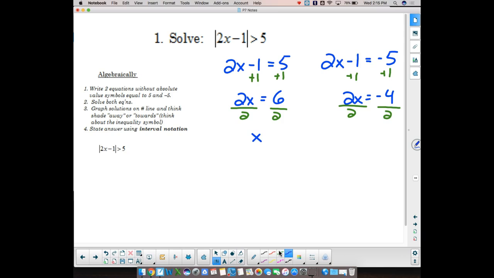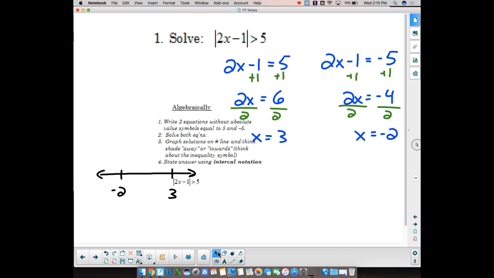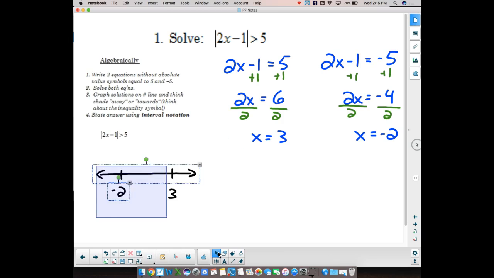And that's going to put my key points at 3 and at negative 2. So on a number line now, okay, those are the two numbers that I'm worried about, or that I want to focus in on. Whoa, tap the brakes. Grabbed one too far.